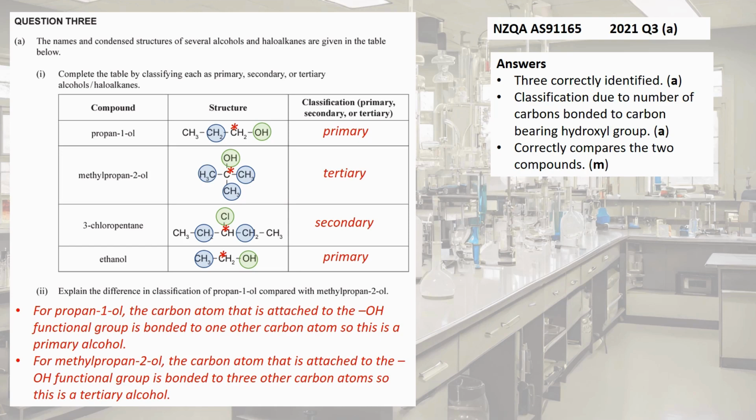So when we talk about propan-1-ol, we are not saying that we count how many there are and it's primary, but we say we count how many carbons are attached to the carbon that's attached to the functional group. There is 1, so it is primary. And for methylpropan-2-ol, there are 3, so it is tertiary. So it's just putting the detail in that gets you the next step up in your mark.